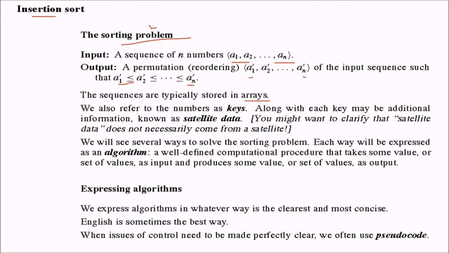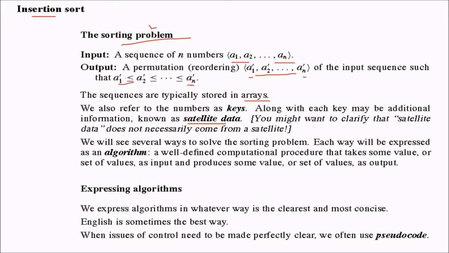We refer to these numbers as keys, and along with each key there may be additional information, so we call it satellite data. And this is not related to satellites at all. We'll also see several ways of solving these sorting problems, and these different ways are known as algorithms. That is, we have well defined computational procedures that will take some value or set of values, in this case A1 to AN, as input, and they will produce some values, in this case, as output.